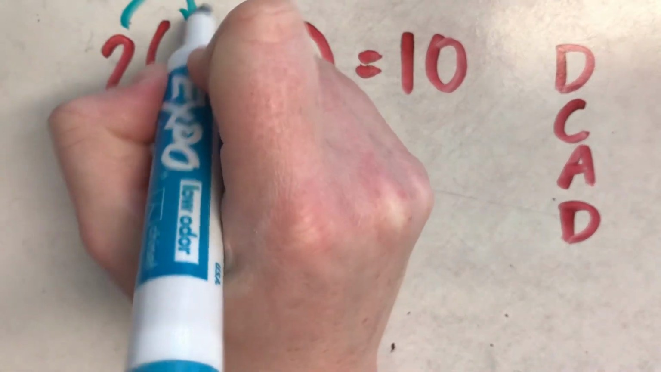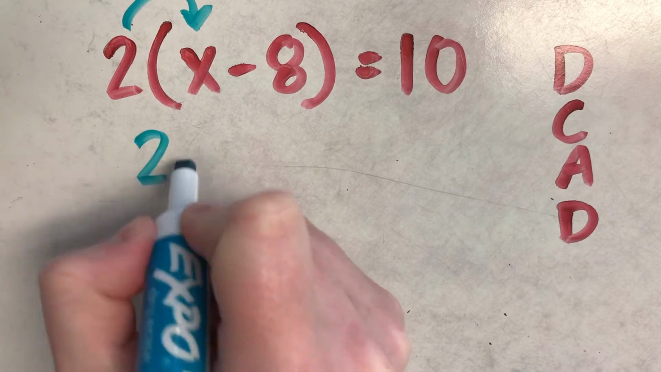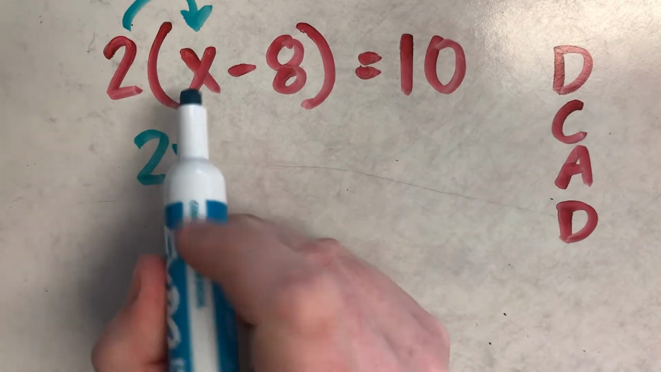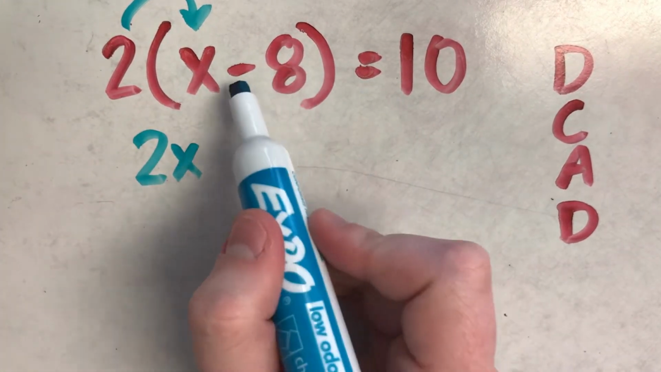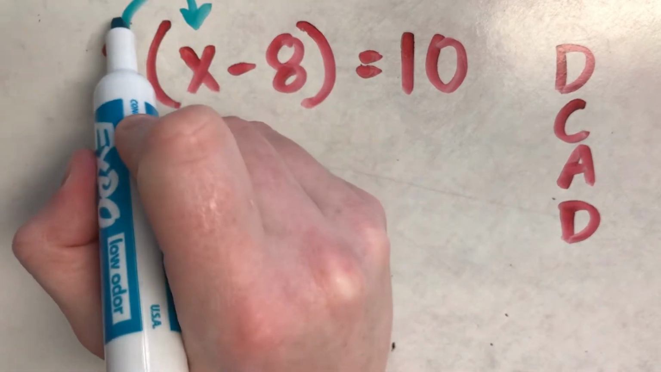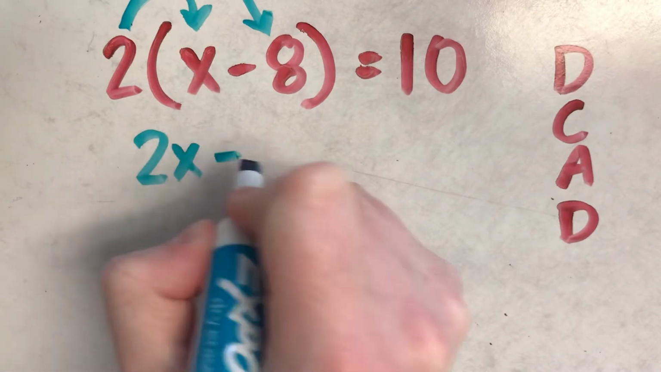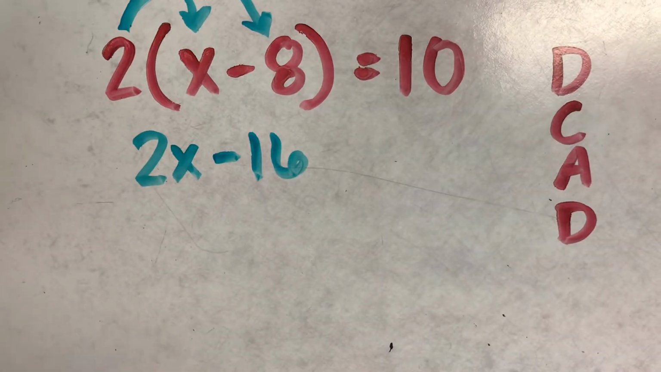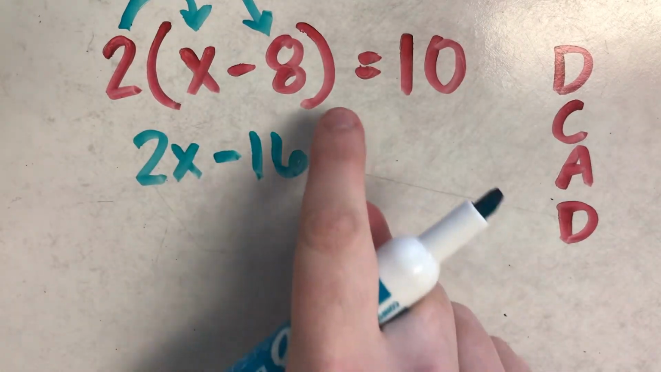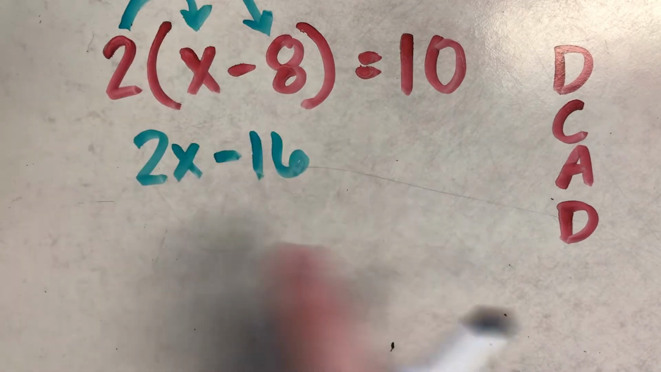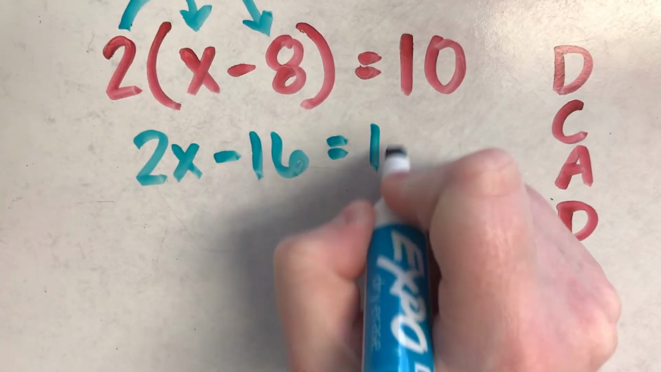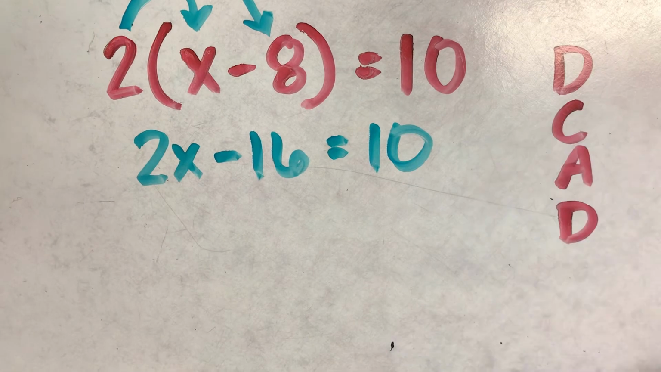So 2 times x, that gives us 2x. And then 2 times -8, you got to take that sign that's in front of that constant. 2 times -8 is -16. Now make sure you don't keep distributing. Don't go across that equal sign. I'm done distributing, and I'm just going to bring everything down. So step 1, distribute, that's done.